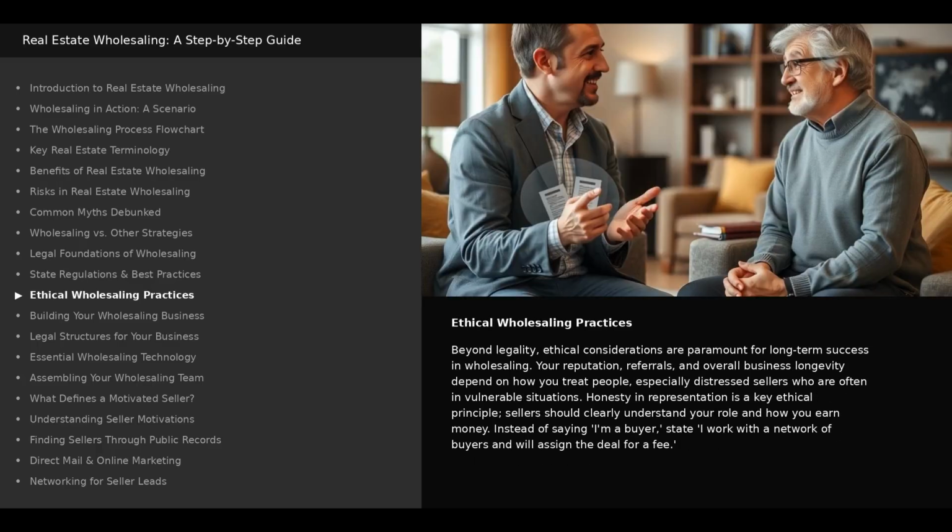Ethical wholesaling practices. Beyond legality, ethical considerations are paramount for long-term success in wholesaling. Your reputation, referrals, and overall business longevity depend on how you treat people, especially distressed sellers who are often in vulnerable situations. Honesty in representation is a key ethical principle. Sellers should clearly understand your role and how you earn money. Instead of saying, "I'm a buyer," state, "I work with a network of buyers and will assign the deal for a fee."